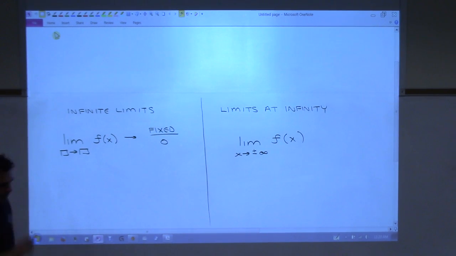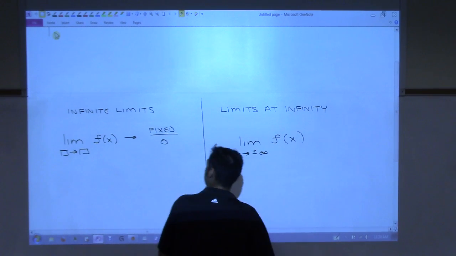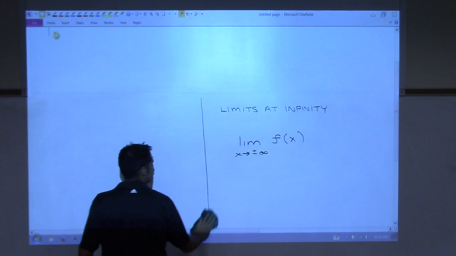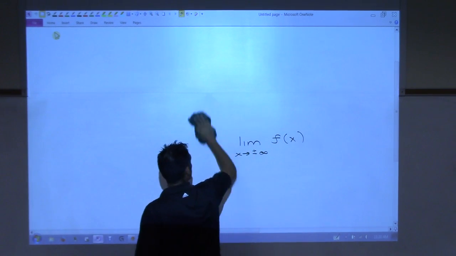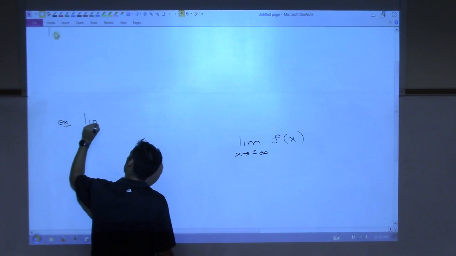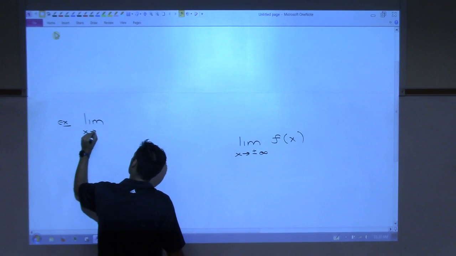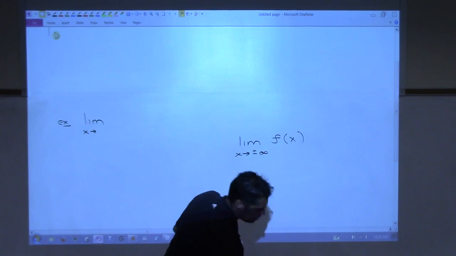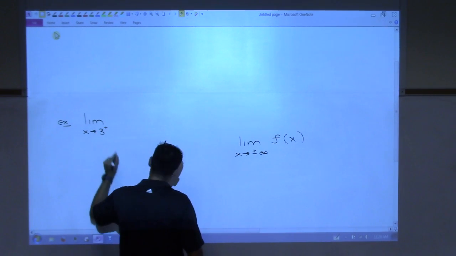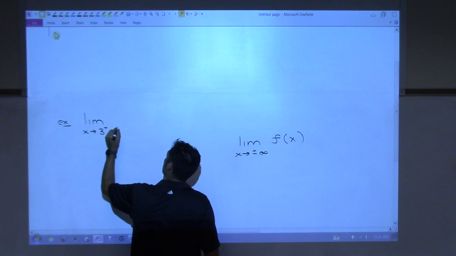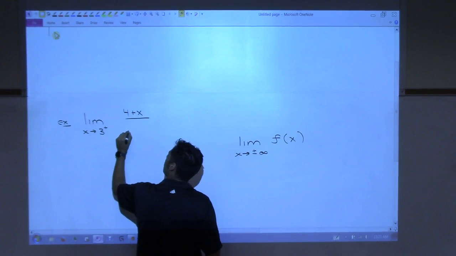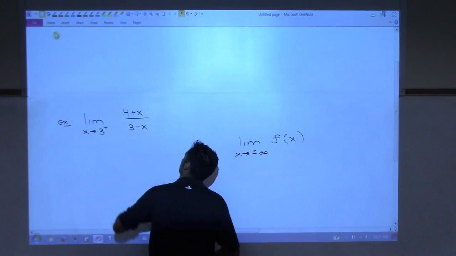I'm going to start with an example. And we don't need this right now. We won't need that for a while. I'll leave that right there. All right, so example. Let's do this. Take the limit as x goes to 3 from the right of 4 plus x over 3 minus x.